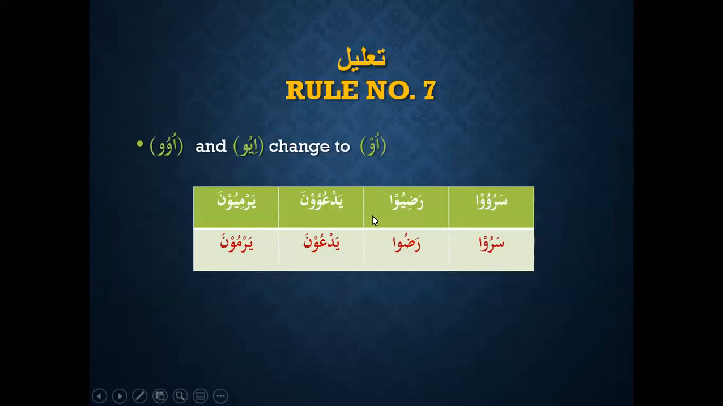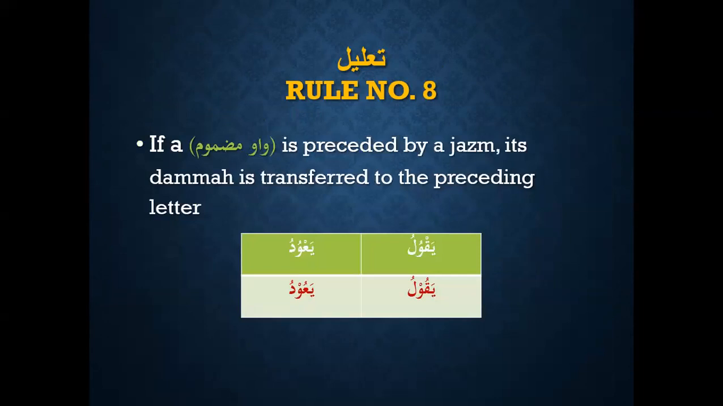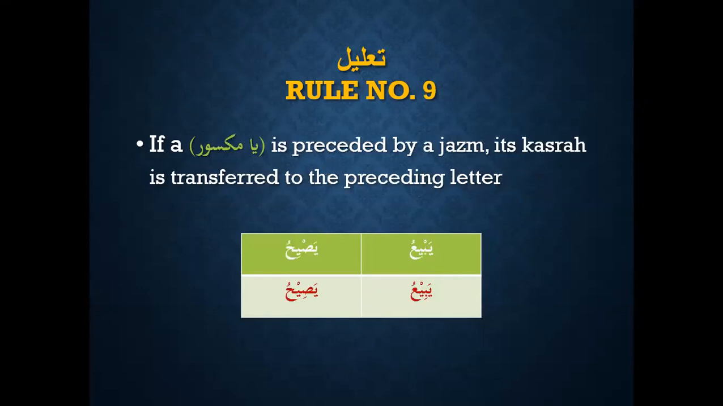You just drop one of the waws, and you have to keep one waw there because that is the only way of knowing that this is jama muzakkar, masculine plural. And if there was a sahih letter which is sakina, and the weak letter which is waw or ya has got a haraka, you transfer that haraka onto the sahih letter. Yaqulu becomes yaqulu, ya'budu becomes ya'udu, yabyi'u becomes yabi'u, yasyihu becomes yasyihu.